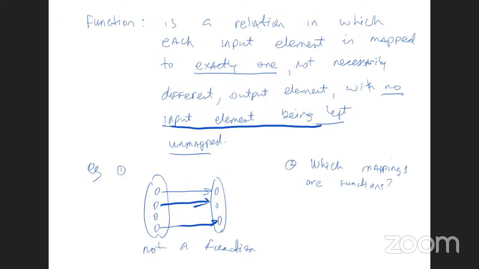Which of the four mappings are functions? One-to-one, for sure. By definition, which of the mappings are one-to-one for sure? One-to-one, one-to-many. Read the definition again: each input element is mapped to exactly one output.